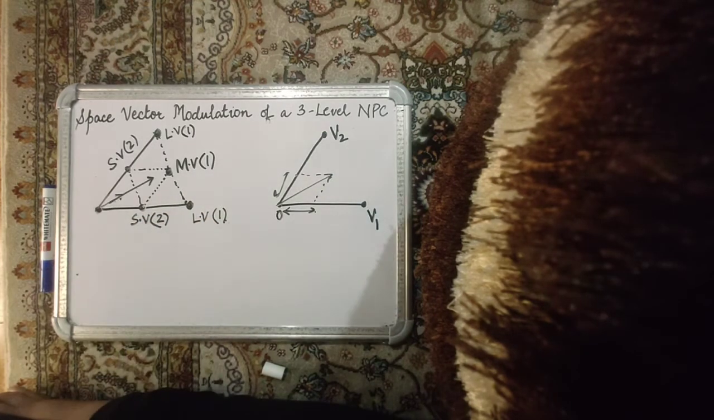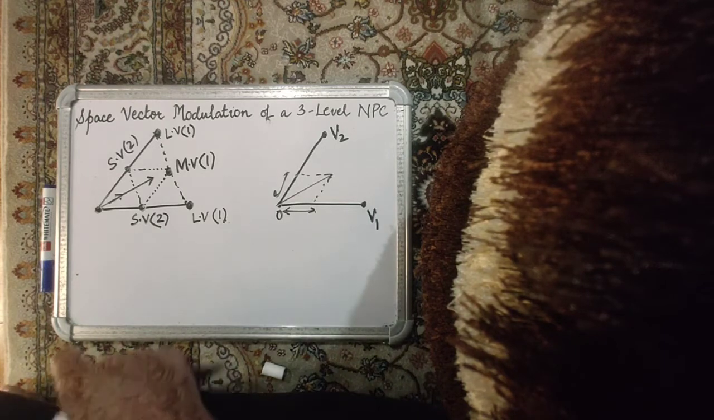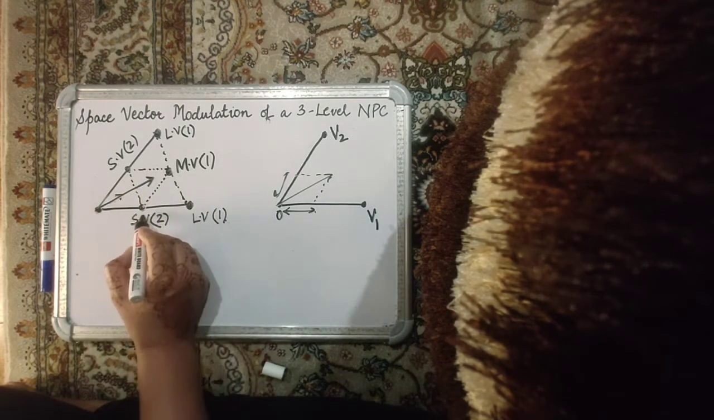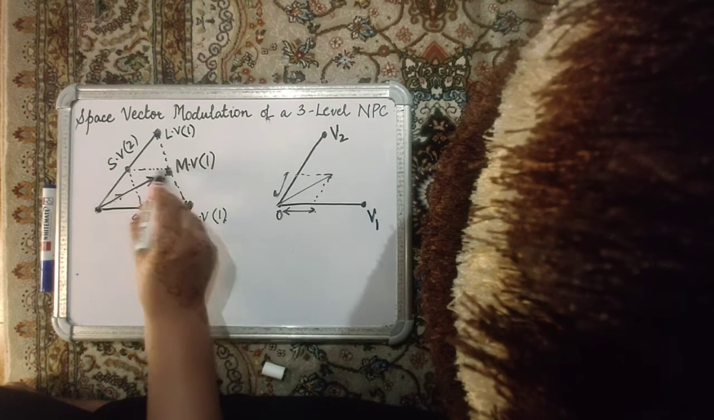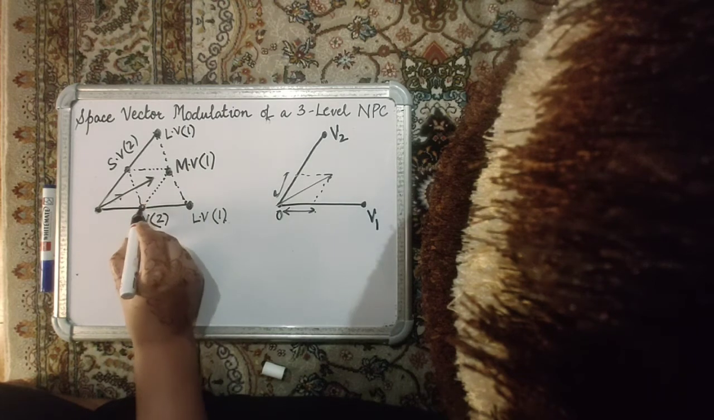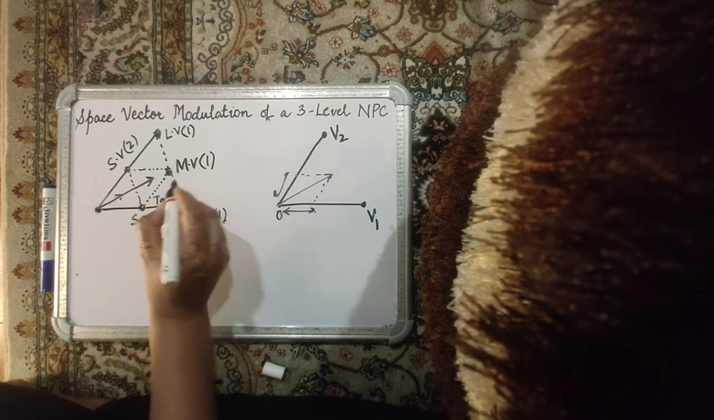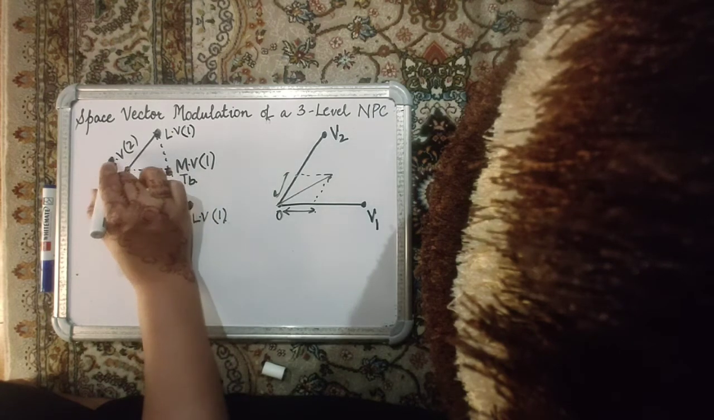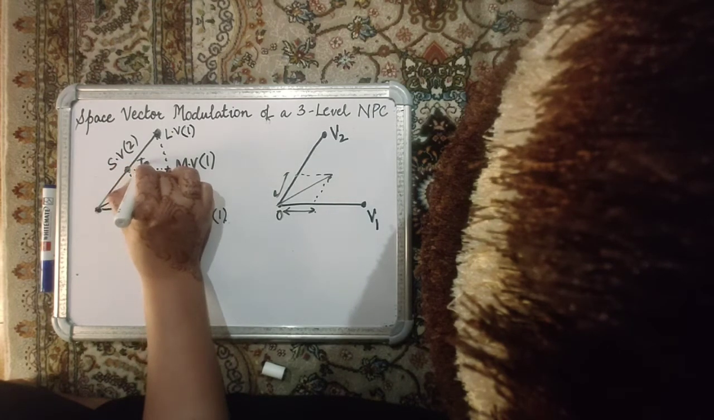So you have more choice in terms of switching states. Suppose your reference space phasor is lying in the inner triangle, then you will switch the small vector, the medium vector, and the other small vector. Let's switch the small vector, this one, for time, say, ta. The medium vector, let's switch it for time tb, and this third vector, let's switch it for time tc.